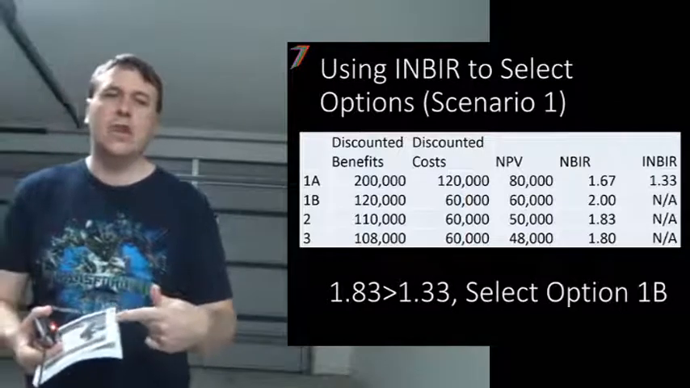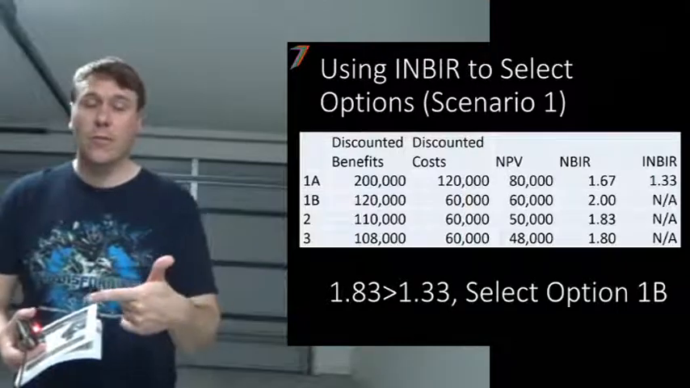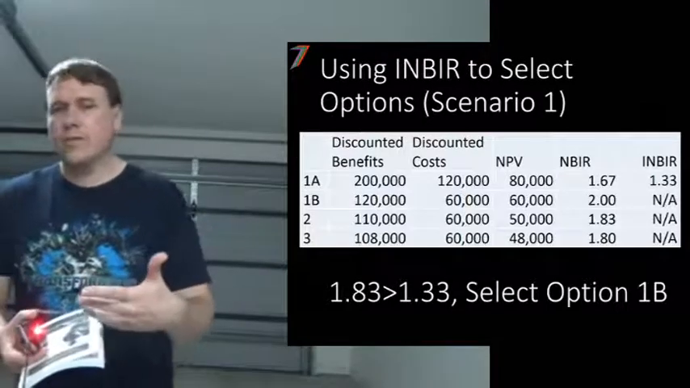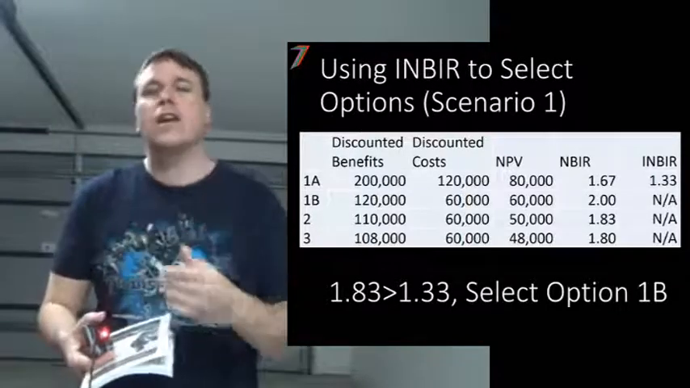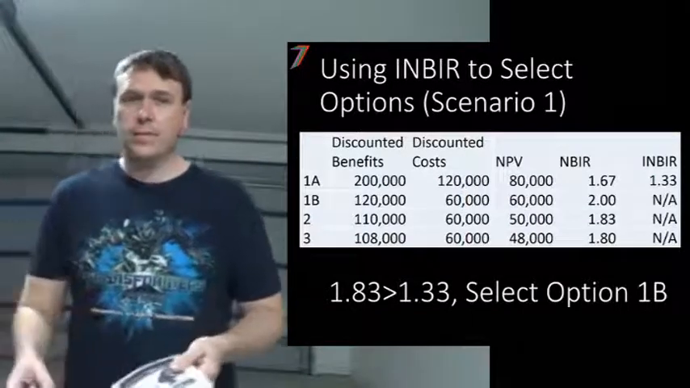In a sense, that becomes your cutoff. So in this case, because there's only 60,000 left, project 2 would be your incremental project. That is the one you need to get over the line. And apparently, 1.33 is less than 1.83.